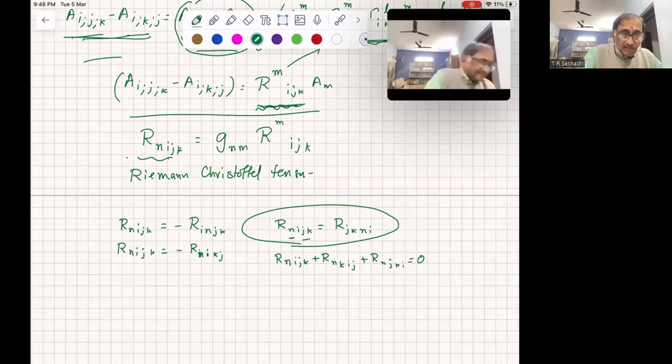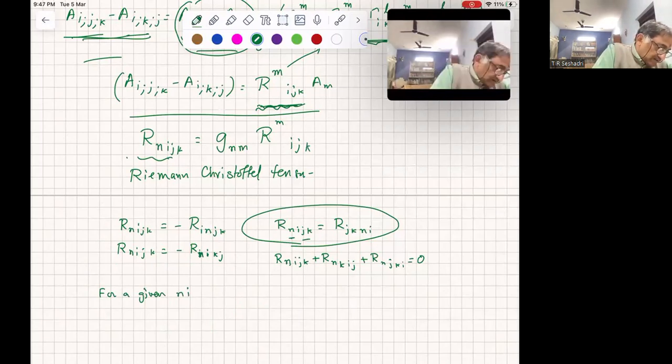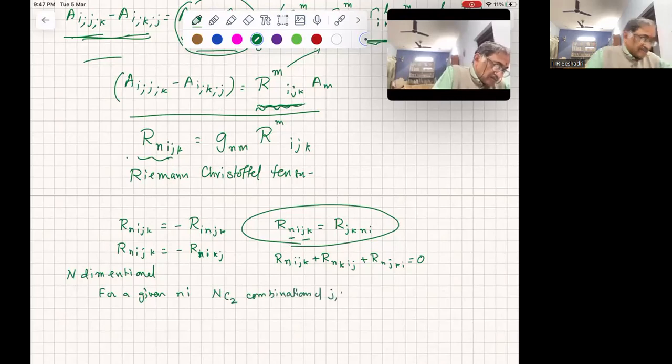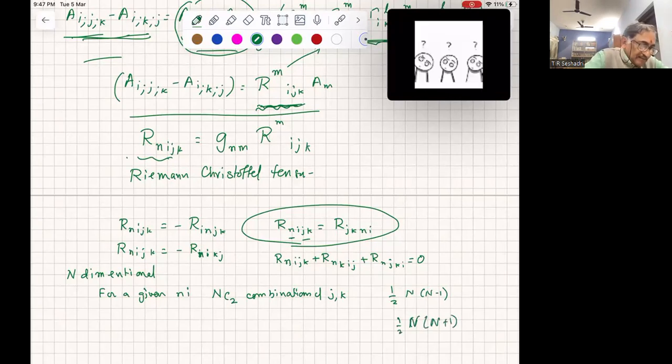So let us see this. Suppose it is in n dimensions, I have an n dimensional spacetime. For a given Ni, I can have NC2 combinations of jk. Why NC2? Since it is antisymmetric in jk, when j and k are equal, it is 0, so it's already known. That is why it will be half into n minus 1. Otherwise, if this antisymmetry was not there, it would have been half into n plus 1. You get it? Yes. So this is basically NC2.